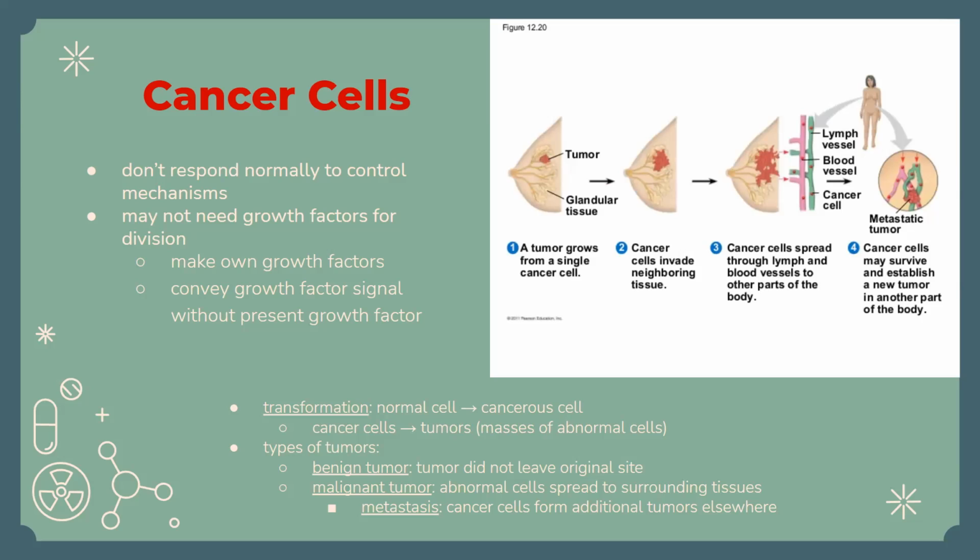There are also two types of tumors that you should know. One is a benign tumor, which is a tumor that does not spread beyond the original site of the cancer cells. And there's also a malignant tumor, which is when the abnormal cancer cells spread to surrounding tissues through lymph vessels and blood vessels. This causes metastasis, which is a process in which cancer cells form additional tumors elsewhere. The figure on the top right illustrates the process in which a tumor becomes a metastatic tumor. You can see portions of the abnormal cancer cells are able to spread to other regions of the body through the lymph vessels and the blood vessels, and this forms other tumors elsewhere.